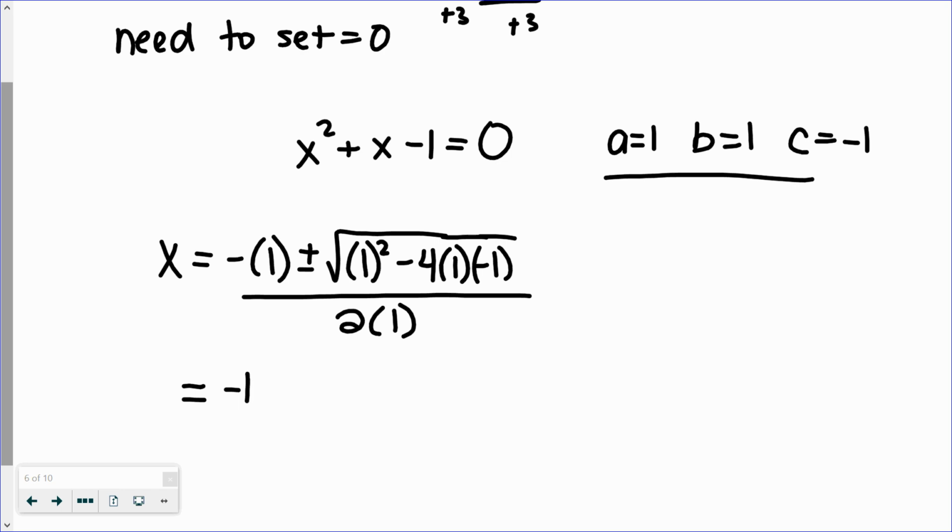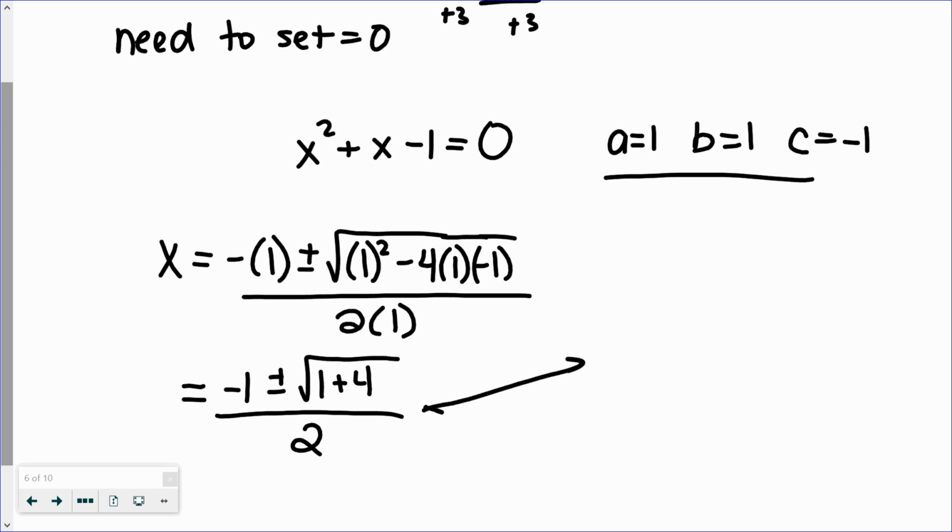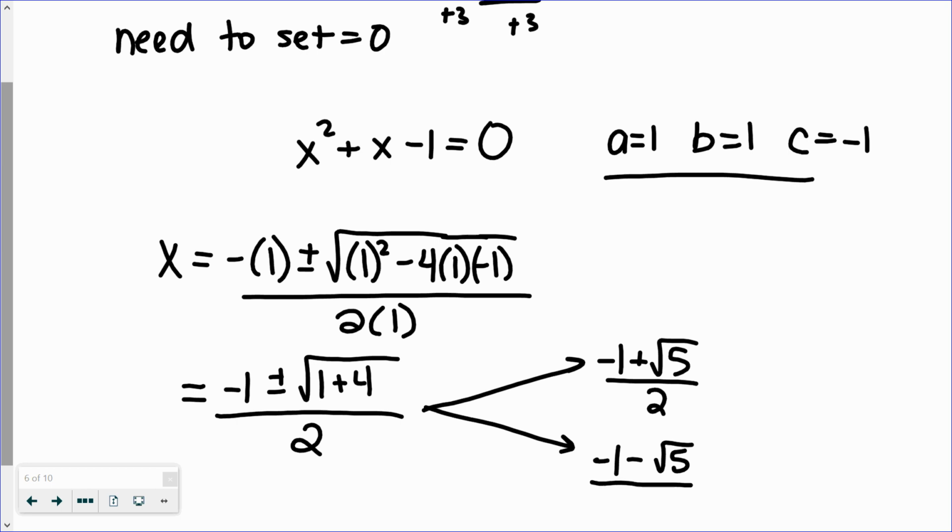Simplify it as you need. So 1 squared is 1. Negative 4 times 1 times negative 1 is positive 4. 2 times 1 is 2. Okay, so we're at our two situations now. So we have negative 1 plus the square root of 5, because 1 plus 4 is 5, divided by 2. And we have negative 1 minus the square root of 5, divided by 2.